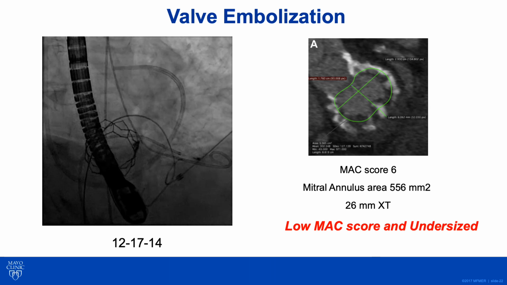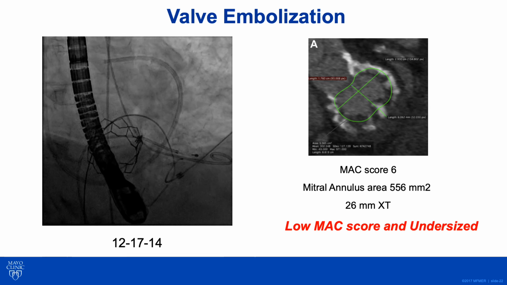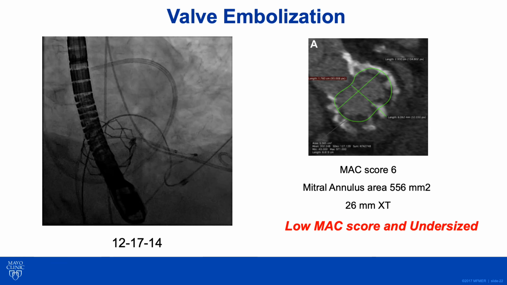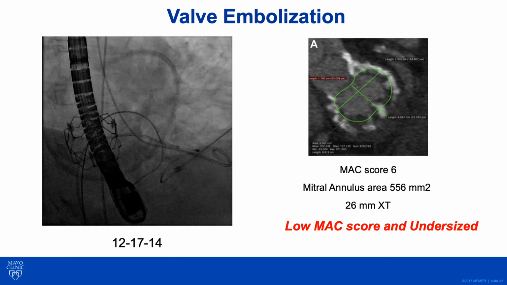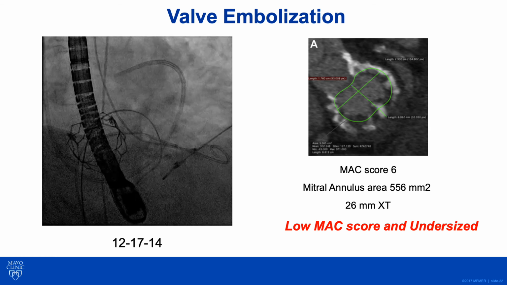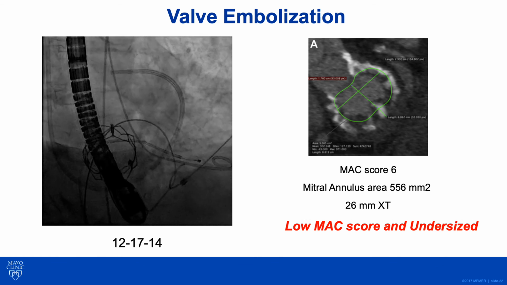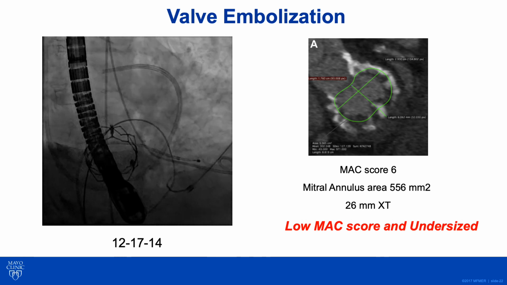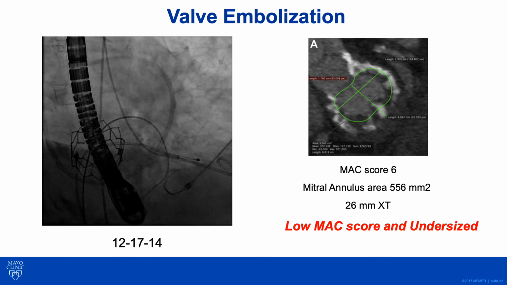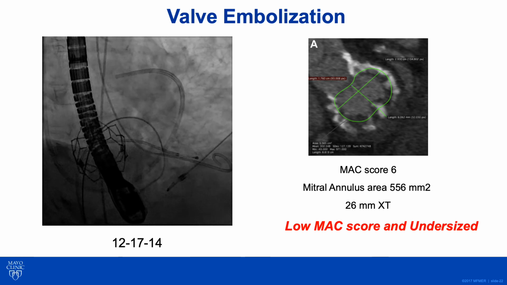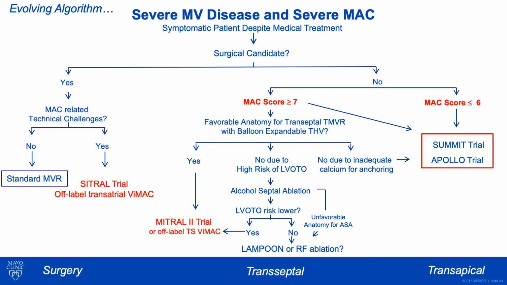So if I look back in time, or if I could go back in time, knowing what we know now, I probably would have treated this patient in a different way. But we cannot go back in time, obviously. But what we can do, moving forward, is utilize the knowledge that we have now so that you don't have to have this type of complication. So this is an evolving algorithm that many of you have seen already, where I think we can incorporate the MAC score to help us decide a treatment strategy.